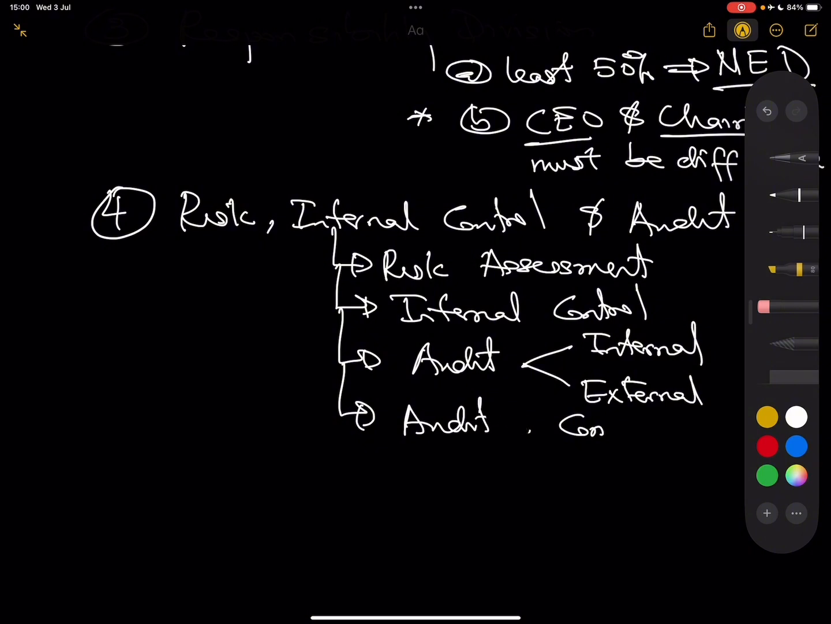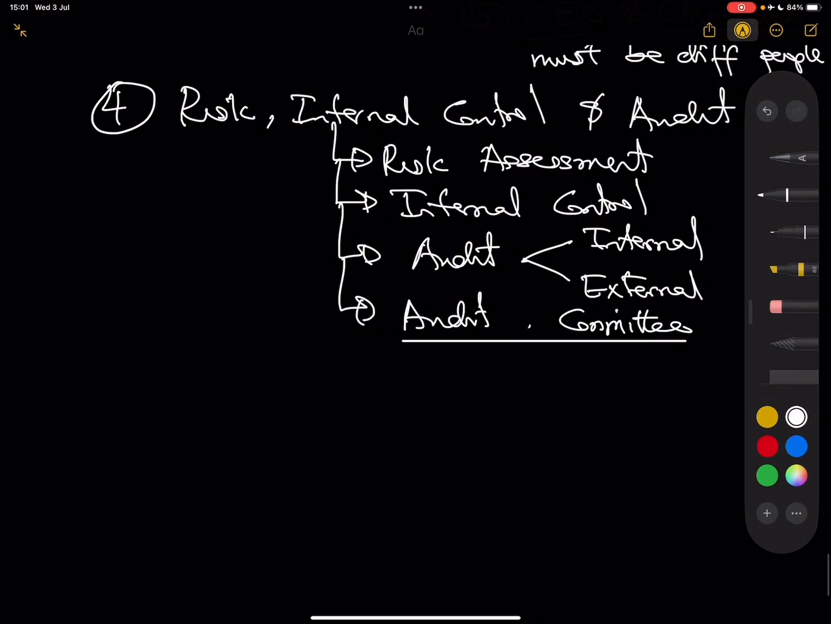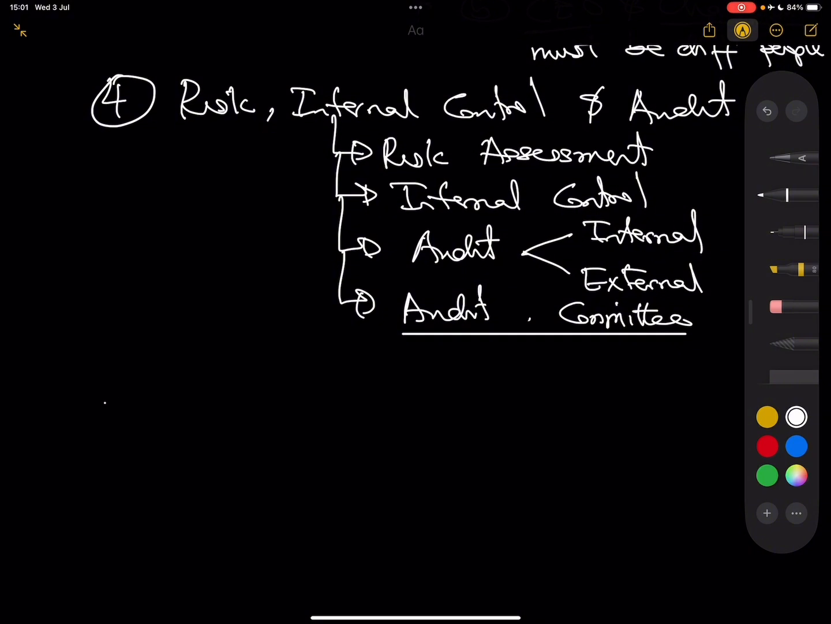Audit committee. This is a big topic and very important, which I will take in a subsequent video.